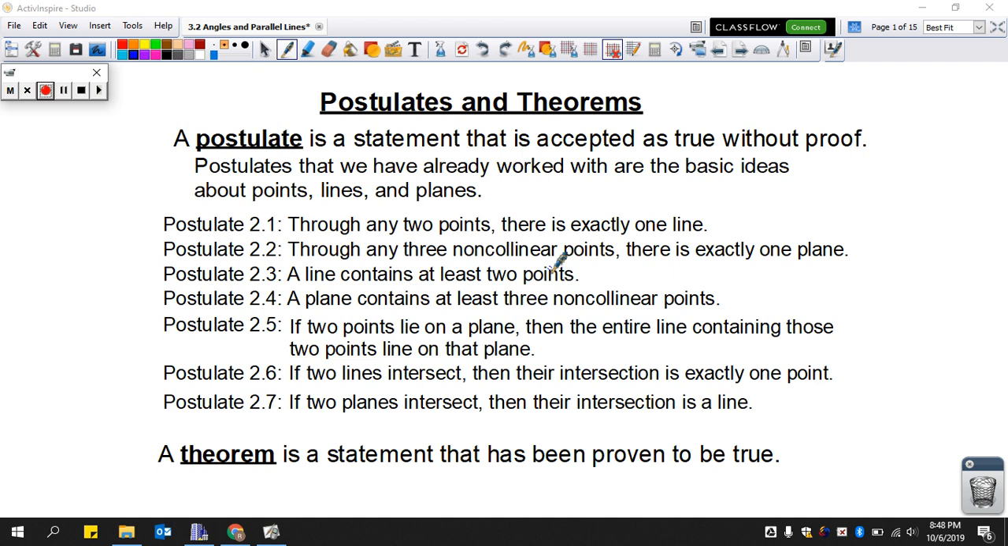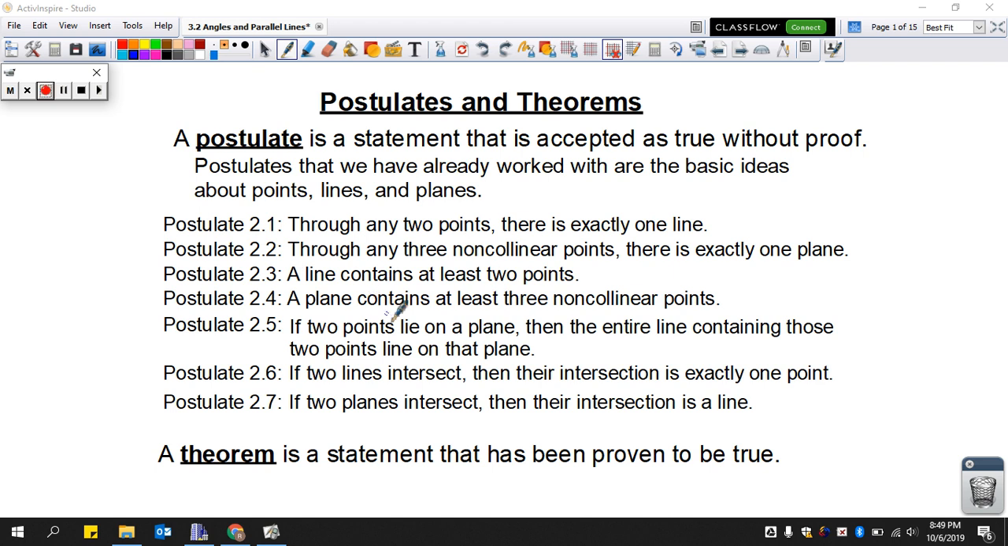Back to the postulates that we've already talked about: postulate 2.1 says through any 2 points there's exactly one line, and postulate 2.2 says through any 3 non-collinear points, or 3 points that are not on a straight line, there's exactly one plane. Those are 2 postulates that we've already worked with without it being specified that they are postulates.